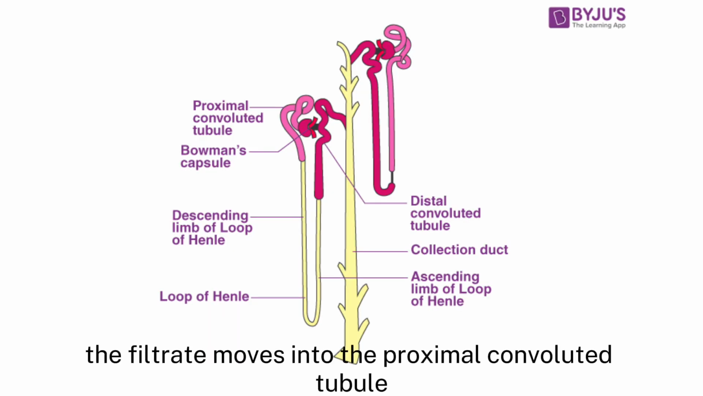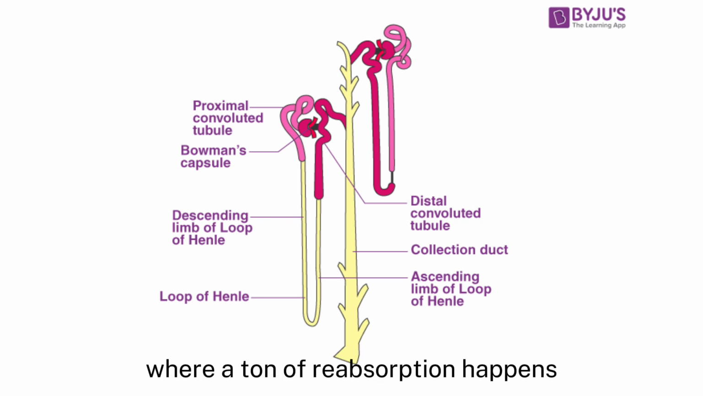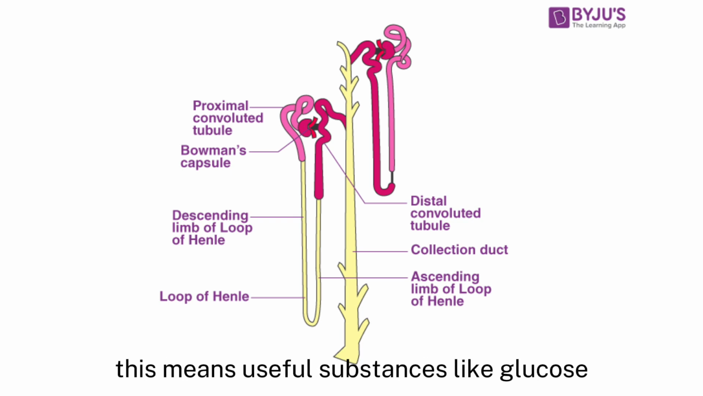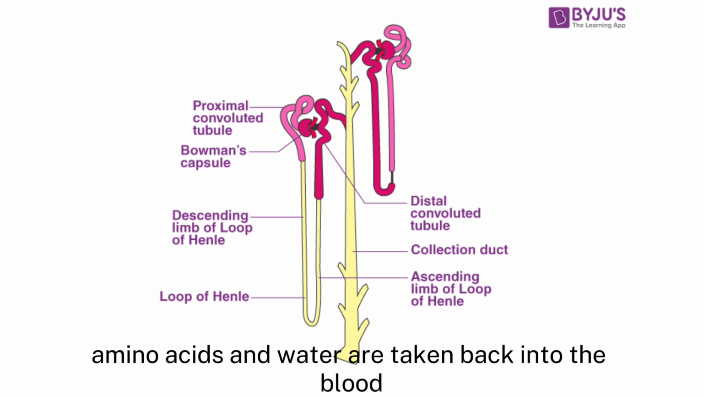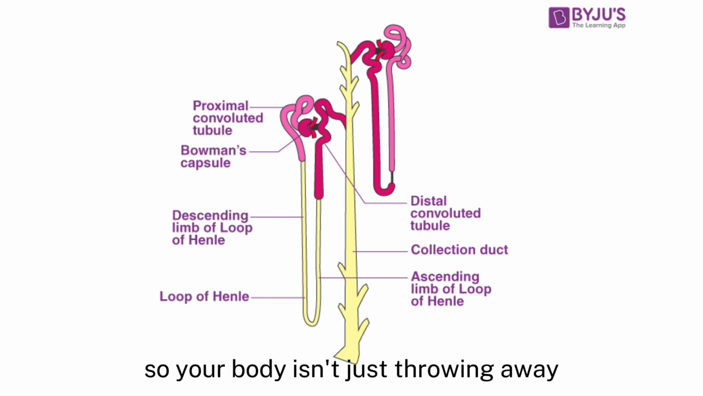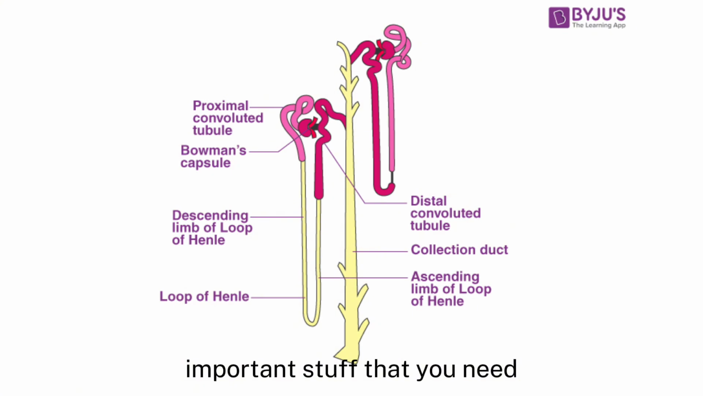And next, the filtrate moves into the proximal convoluted tubule, where a ton of reabsorption happens. This means useful substances like glucose, amino acids, and water are taken back into the blood, so your body isn't just throwing away important stuff that you need.